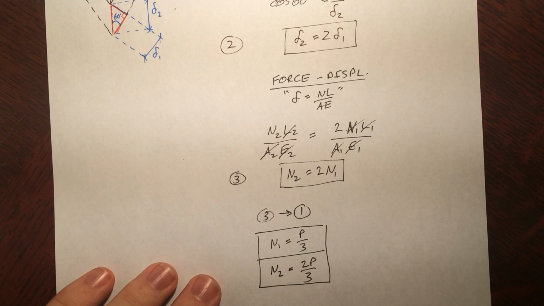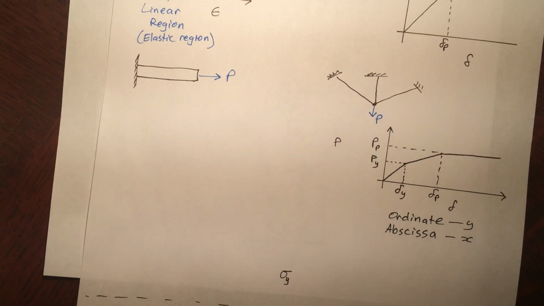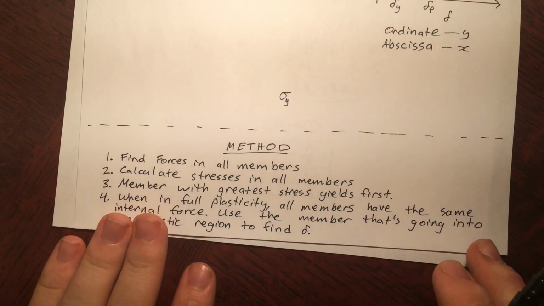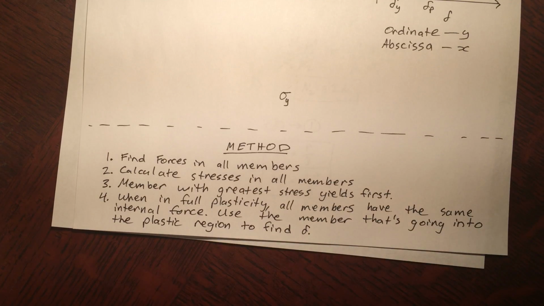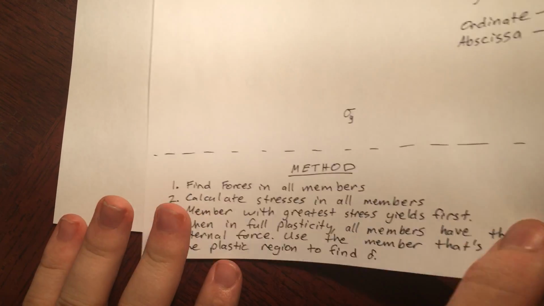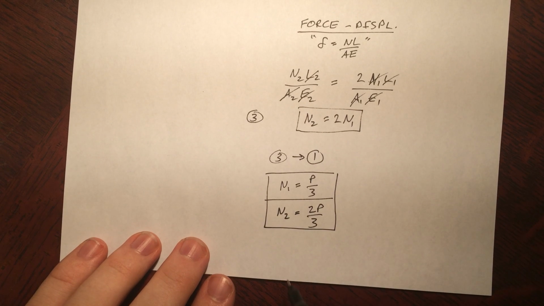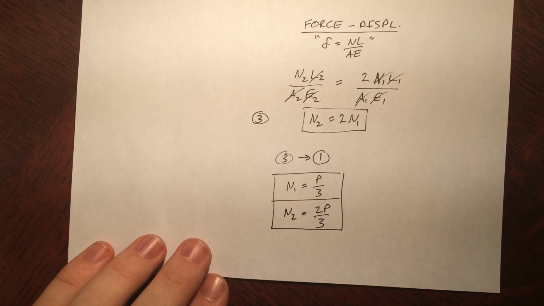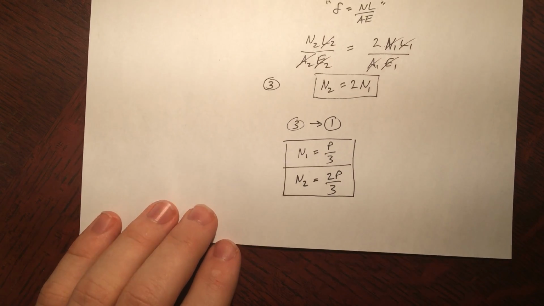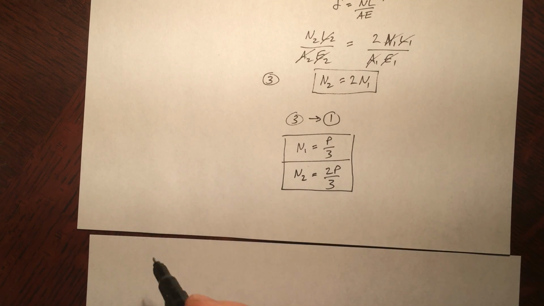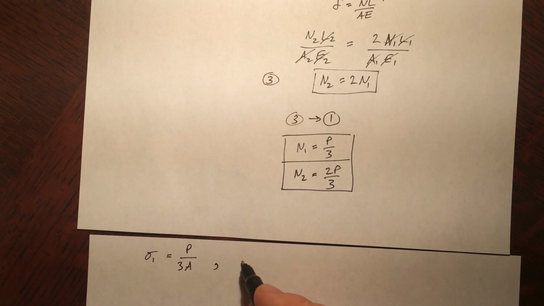And the next step, let's pull it up here. Calculate the stresses in all members. So we have the forces, so the stresses shouldn't be a big deal. It's just that divided by the area, right? So sigma 1 is just equal to P by 3A. And then sigma 2 is just 2P by 3A.